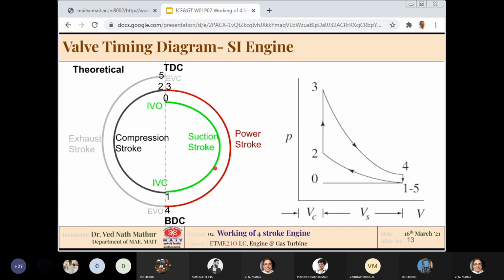But for the next 2 days you will be going to your lab, and you will see the actual engine, the piston, cylinder, valves, all those things that are there in the lab, and see how to draw the valve timing diagram.